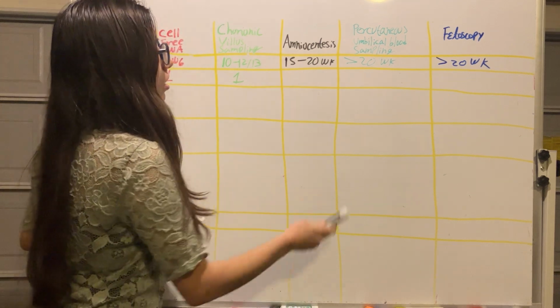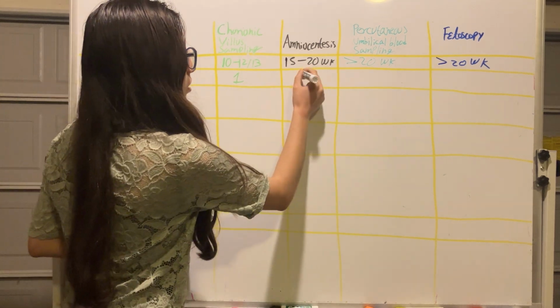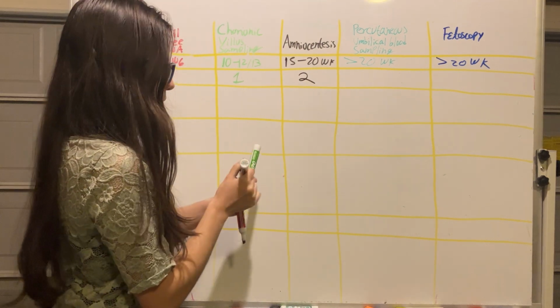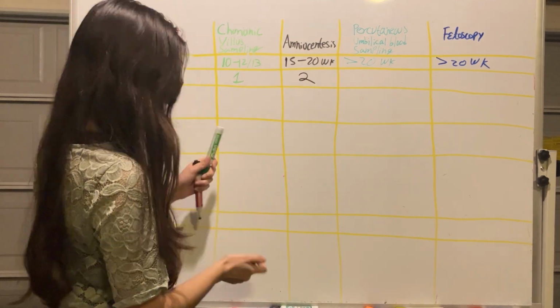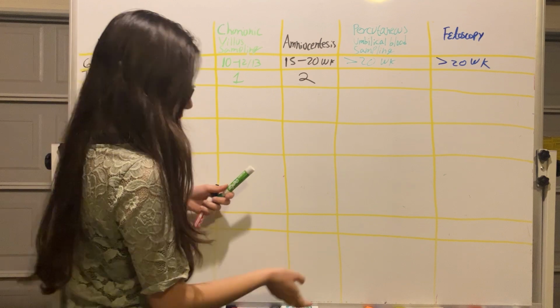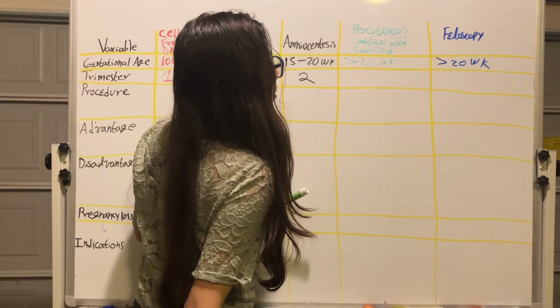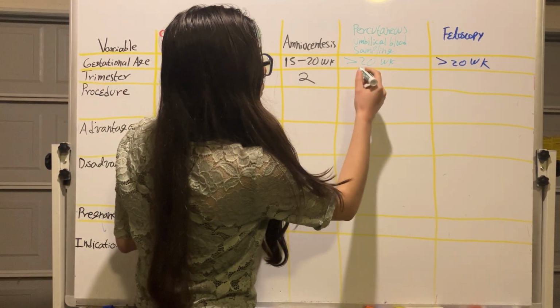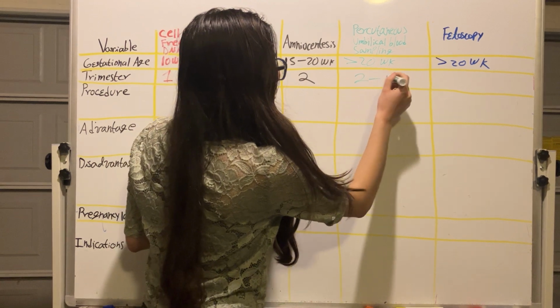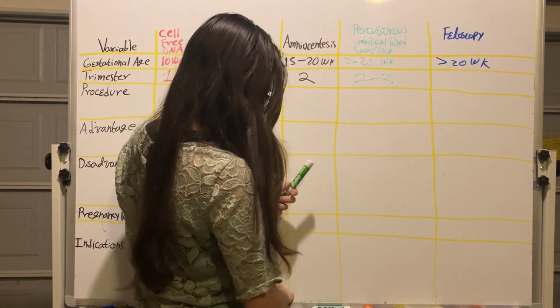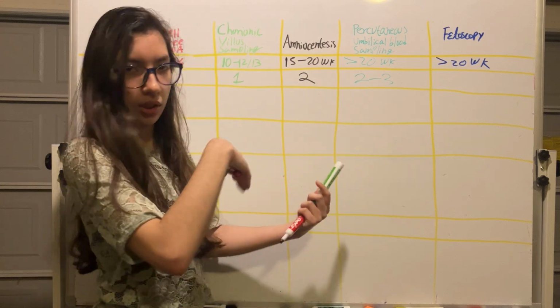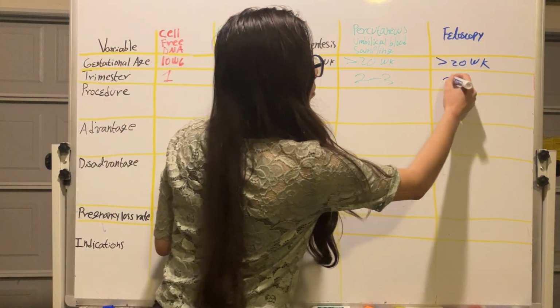Amniocentesis, this is in the second trimester. And percutaneous blood sampling and fetoscopy, which is after 20 weeks. So this means this can be done during the second or third trimester. But we usually do it as soon as possible.